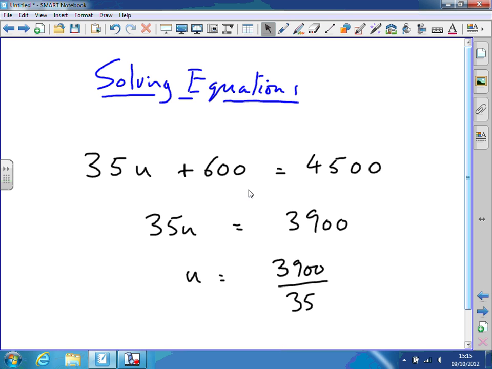BIDMAS, anybody heard of BIDMAS or BODMAS, whatever you call it? What is that? Multiply, add, subtract. Exactly. Order of operations. When you're trying to solve equations, and one side of the equation involves addition and multiplication, you actually undo it in reverse, the other way along the BIDMAS route. So you get rid of adds and subtracts, generally, not always, before you get rid of multiplies and divides.